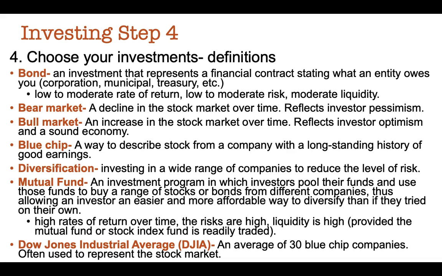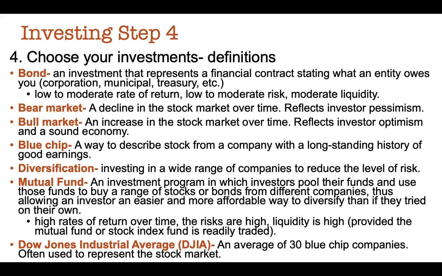I know this is a lot of words on this slide, but this is a very complex idea, and I just want you to have an idea of what these terms mean. So one option is you could buy some bonds. A bond is an investment that represents a contract saying that an entity or an institution owes you money at a set date. You can buy corporate bonds, you can buy municipal bonds, those are bonds from a city or a town, and you can buy treasury bonds from the US government.